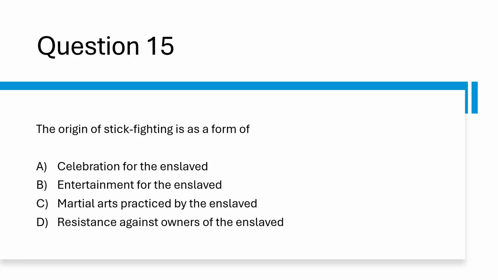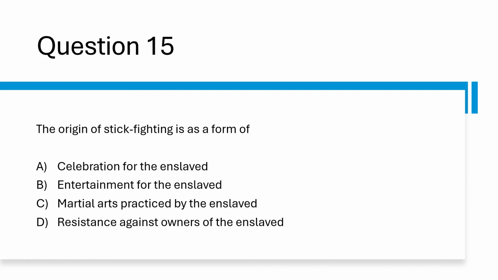Now origin here is speaking to beginning, and on one past paper that I've seen, it says the origin of stick fighting, and the question repeated itself on another paper and it used the word Genesis. So what it means is the beginning of stick fighting, where it started. And so let us break it down. So A, was it a celebration for the enslaved? Not necessarily. Stick fighting was not seen as a form of celebration. Was it a form of entertainment for the enslaved? But not in terms of its origin. So it would not have been B as the response.